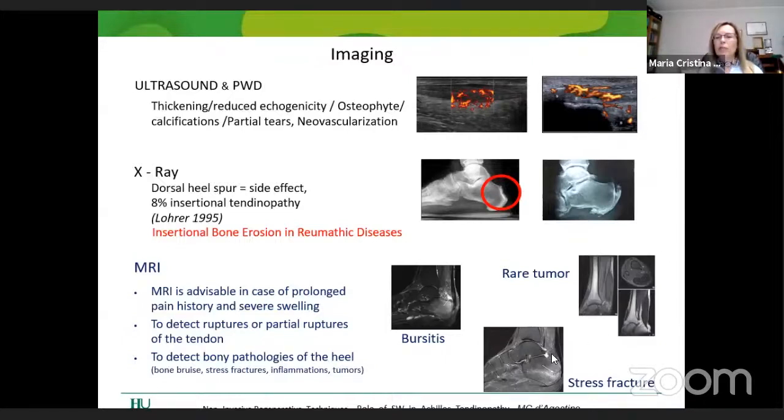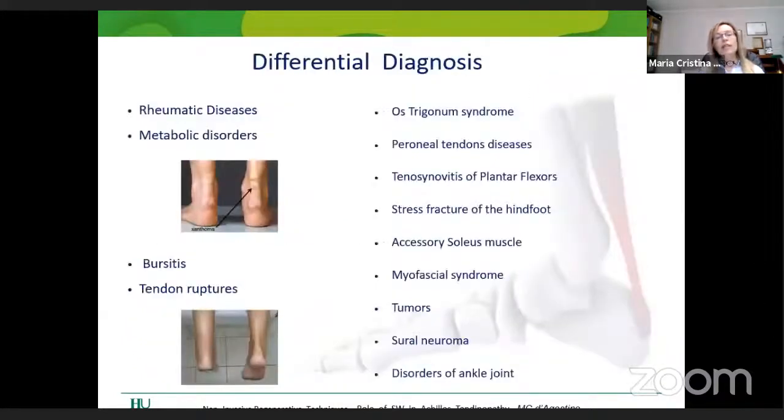For example, we have to be able to recognize a stress fracture, a retrocalcaneal bursitis, or in very rare cases, some tumors. Or to detect some partial rupture, which we are not able to probe with ultrasound. But it's just as important to make a differential diagnosis for planning a good therapeutical process. First of all, to distinguish a tendinopathy from a rupture and the presence of bursitis, of metabolic disorders, of rheumatic disorders. As I already said, the differential diagnosis with a stress fracture, some myofascial syndrome, tumors, and disorders of the ankle joint, for example.